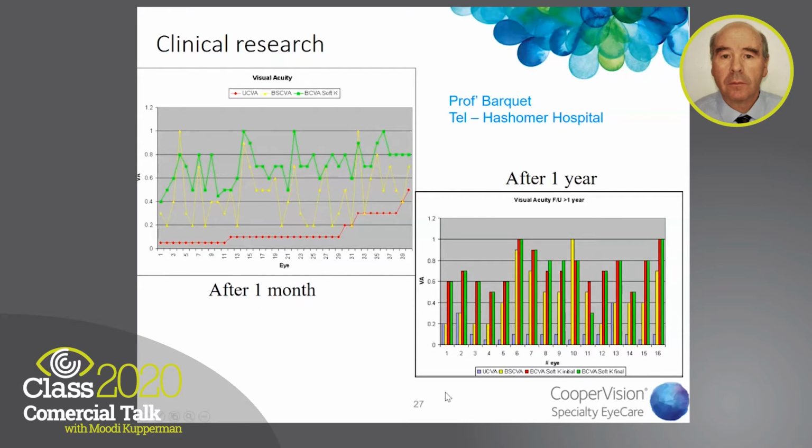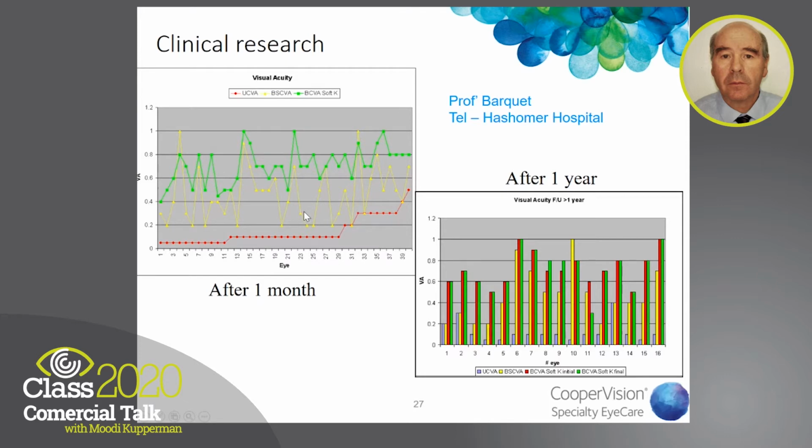Professor Bareket from Tel HaShomer Hospital in Israel also did a nice research of this lens. She was the first to do research with these lenses. And here I have some graphs that she prepared according to vision. So we have the red line, which is the uncorrected visual acuity. This is our reference. And then the yellow line is the vision of these people with their previous vision aid.